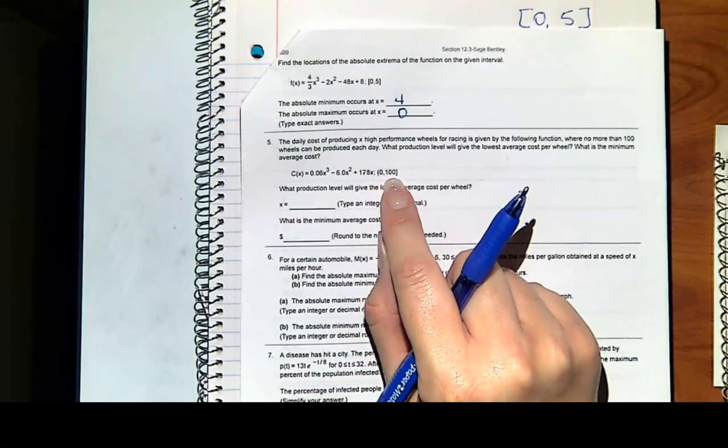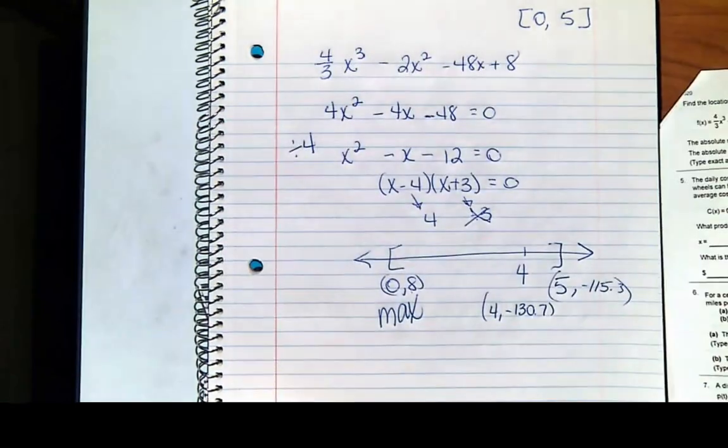So on this one, your interval is from 0 to 100. You are not interested in evaluating at 0 because it is a soft bracket. So from 0 to 100.